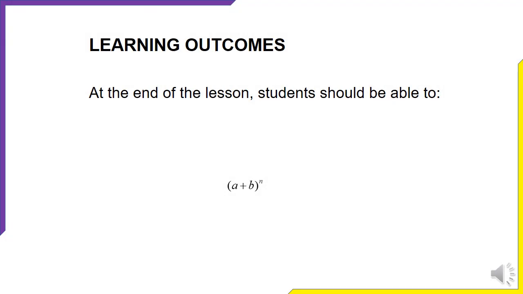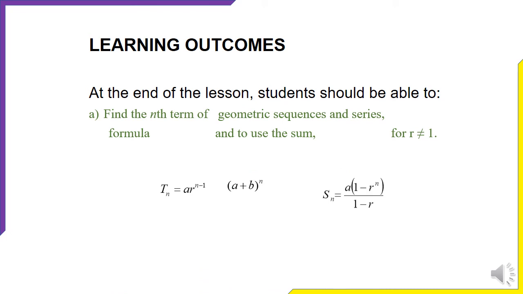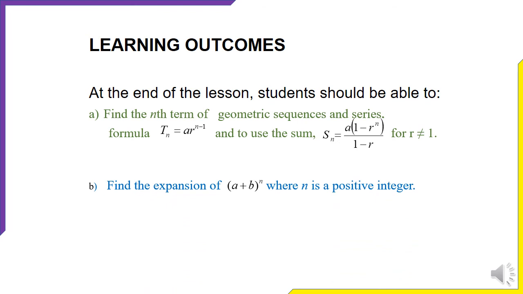Okay, the learning outcome for today, at the end of the lesson, students should be able to, the first one is to find the nth term of geometric sequence and series formula, which is Tn equal to A multiplied with R to the power of n minus 1, and to use the sum, which is Sn equal to A multiplied with 1 minus R to the power of n, all divided with 1 minus R, for R must not equal to 1.